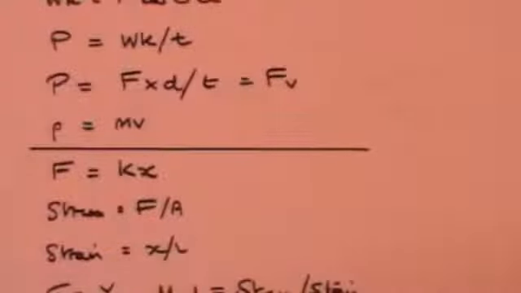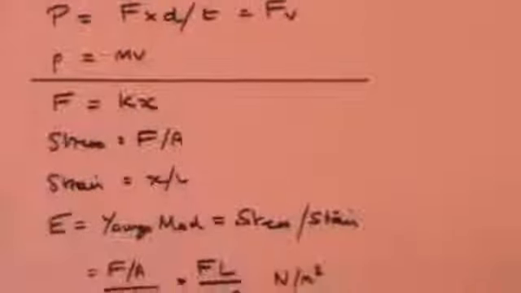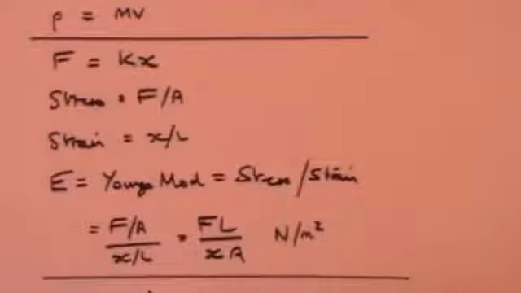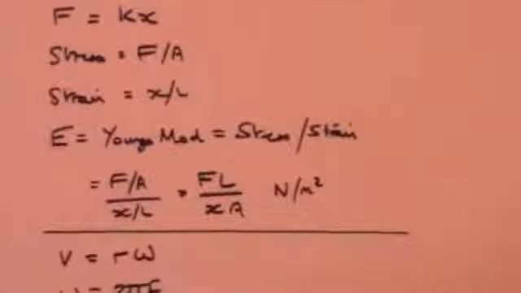Stress is force over area. Strain is extension over original length. Young's modulus is stress over strain, so that's going to be force over area divided by extension over length, which is force times length over extension times area, and that's measured in newtons per metre squared.